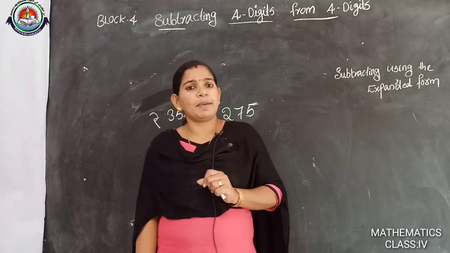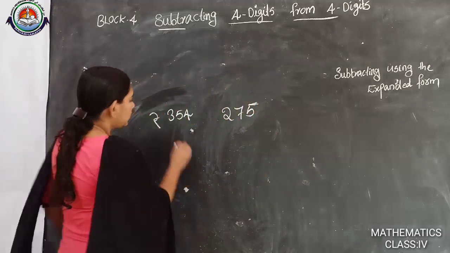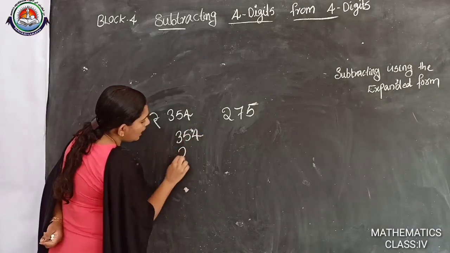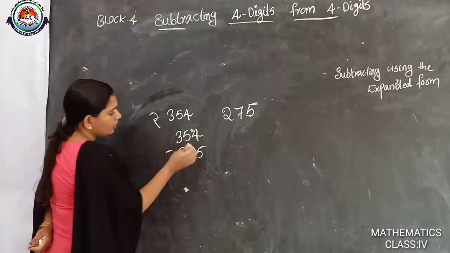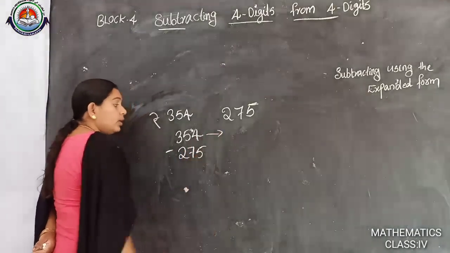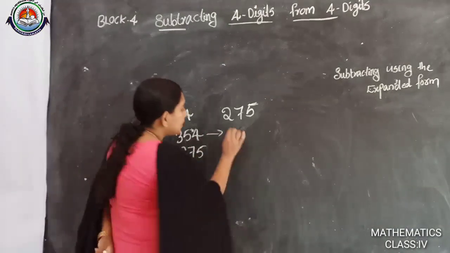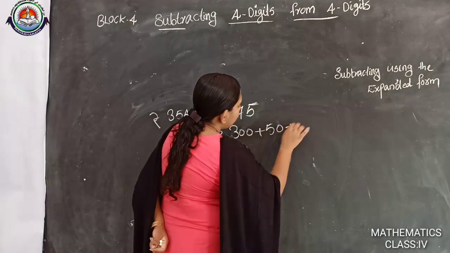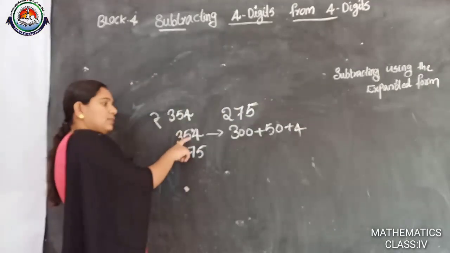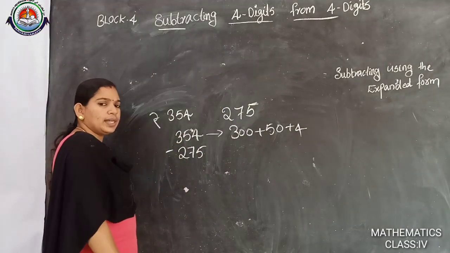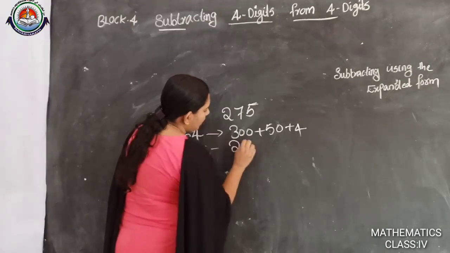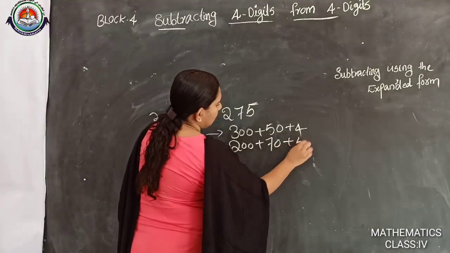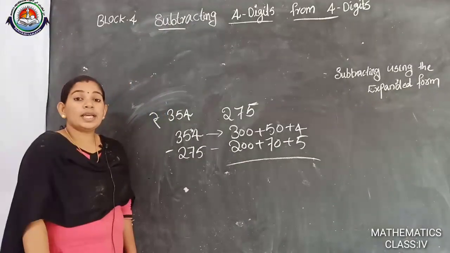Using that, we will subtract this number: 354 minus 275. Okay, how do you expand 354? Yes, 300 plus 50 plus 4. Then how do you expand 275? Good, 200 plus 70 plus 5. So we want to subtract these numbers.